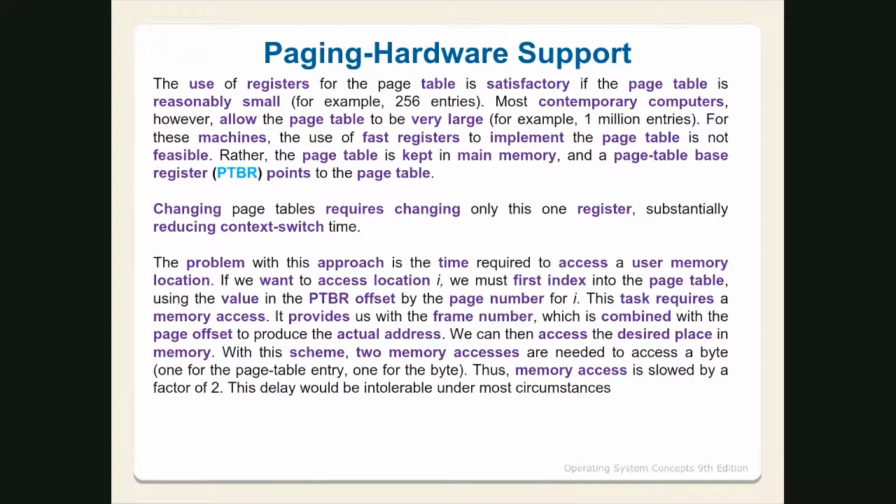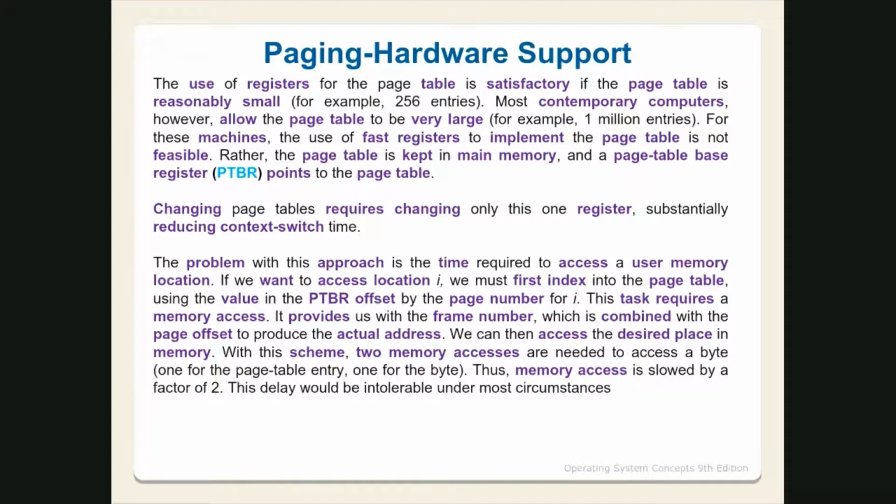It is the time required to access a user memory location. That is the idea. So that's the problem with this approach: the time required to access the location in your main memory. For example, if you want to access a particular location, we must first index into the page table. Where is the pointer to the page table? It is in the page table base register. That pointer is offset by the page number. So you take the page table base register content and the offset, and that gives you the actual address. Do you get my point?